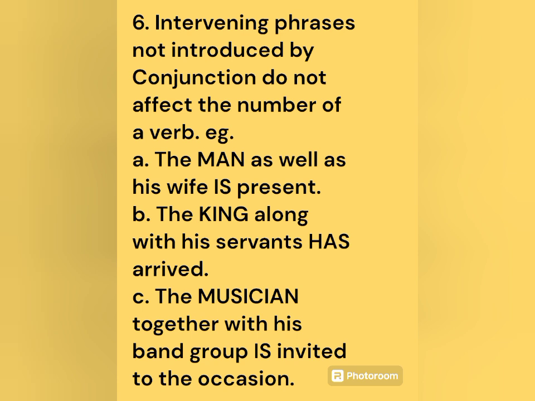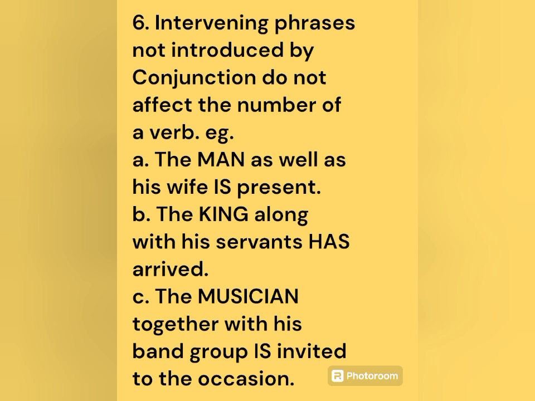The next rule says intervening phrases not introduced with conjunction do not affect the number of a verb. Intervening phrases here are phrases like as well as, along with, together with. When they go with the subject, they don't determine the verb to be used, whether it should be singular or plural. What determines it is the subject itself that goes with that intervening phrase. Look at some of these examples.